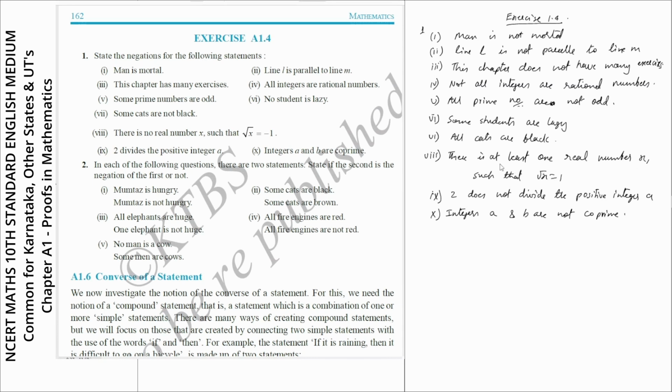So this is actually a false statement. There is no real number whose square root is equal to 1. Therefore, there is at least one real number x such that square root of x is equal to 1 is a false statement.